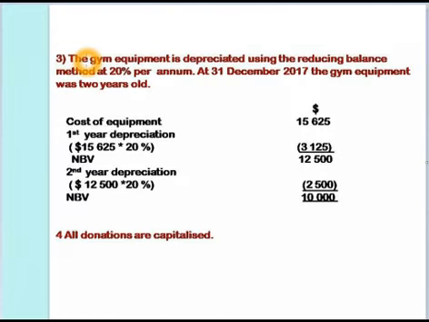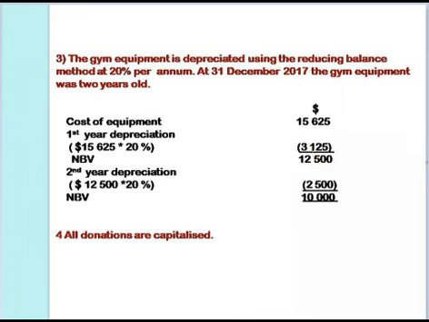Next, in the third bit, it is stated that the gym equipment is depreciated using the reducing balance method at 20% per annum. At 31st December 2017, the gym equipment was 2 years old. If we see in the second bit, they have given us the equipment at cost as $15,625. So we are going to depreciate it on the basis of the reducing balance method. Let's depreciate it for the first year, that is for 2016. If we take 20% of $15,625, we get $3,125 as depreciation for 2016.